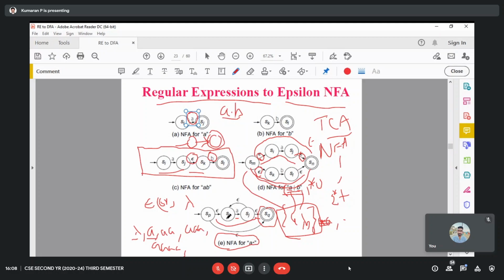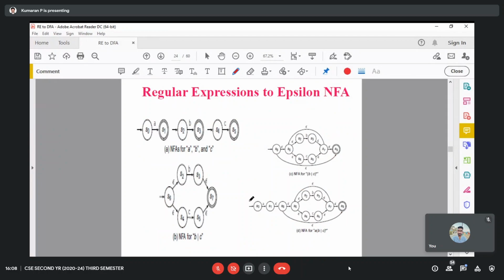For 3 A's: 1, 2, 3. So what is the result you will get? For the first time, epsilon A, epsilon A, epsilon A. Concatenating epsilon with any input, what result? A only. A concatenated with epsilon, what result? A only. A concatenated with A, what is the result? Double A. Double A concatenated with epsilon, what result? Double A. Double A concatenated with A, what is the result? Triple A. So finally you will get 3 A's. Okay. So this is the way the primary three regular expressions are converted to epsilon NFA.